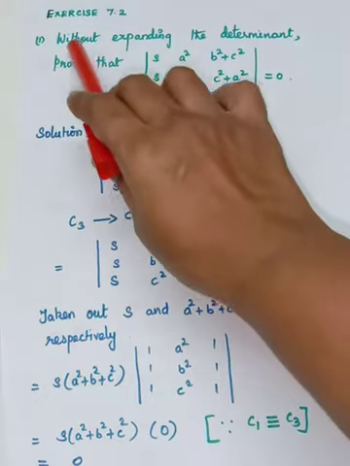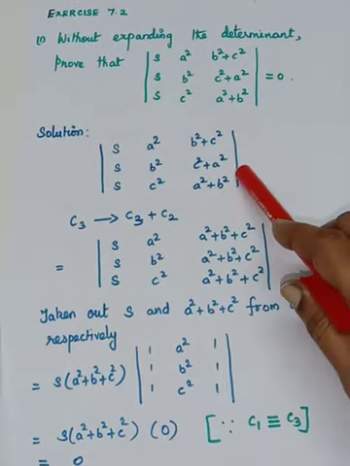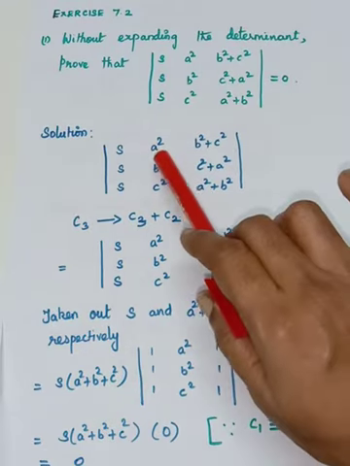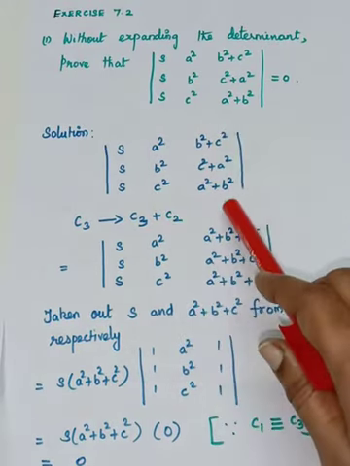So here it is given without expanding. The value of the determinant can be computed by expanding any one row or any one column. Without expanding that, we have to prove the value of the determinant is equal to 0. So for that, you will consider the determinant and you see the elements of the second column and the third column.